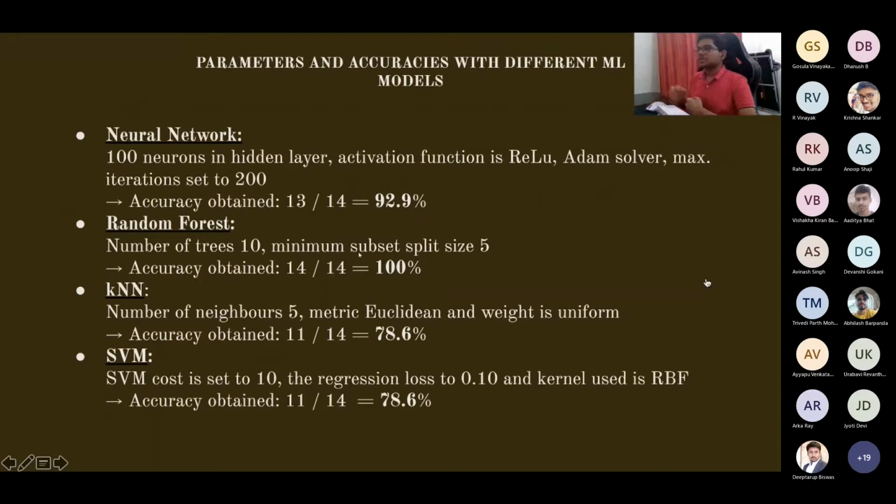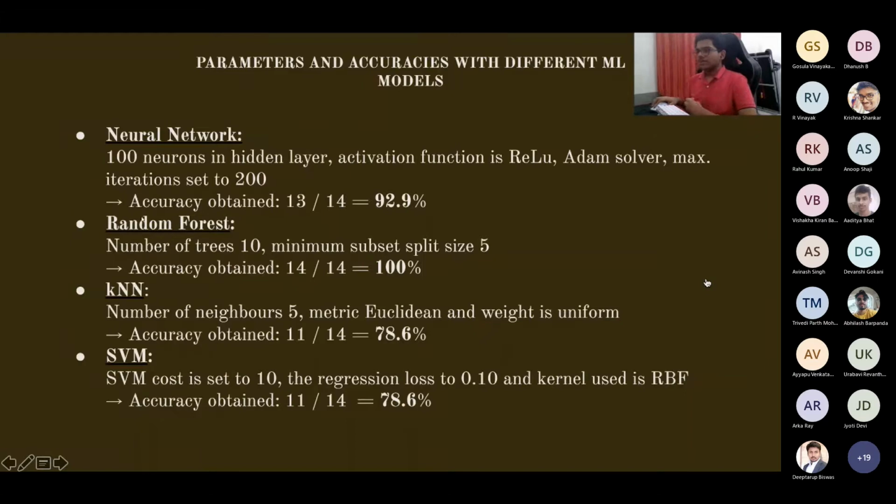The next step is the parameters which I used with the machine learning models. For the neural network, I used 100 neurons in the hidden layer and the activation function as ReLU with the Adam optimization solver and the max iterations set to 200. And the accuracy I obtained was 13 out of 14. I was able to predict 13 out of the 14 correctly, which came out to be 93%.